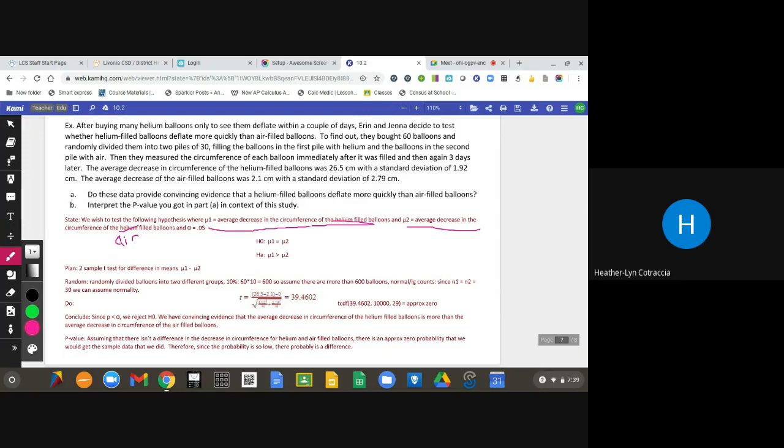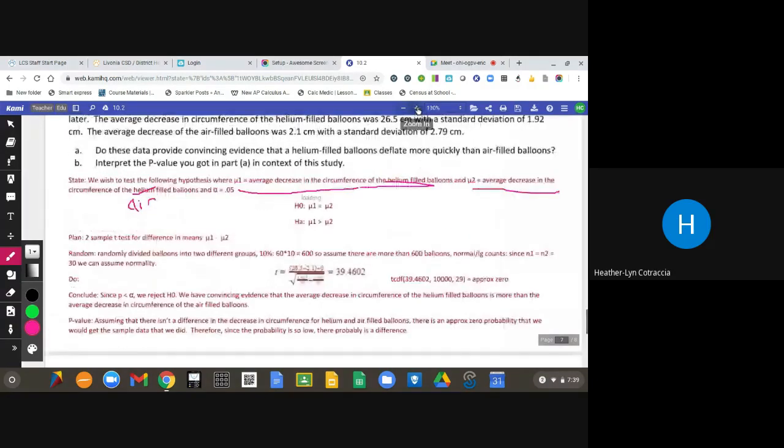Part plan, first thing you need to do is name your test. So we have a 2-sample t-test for the difference in the means. Randomly divided the balloons into 2 different groups. 10% condition, assume that there's at least 600 balloons, and I got that by taking my sample size of 60 and multiplying that by 10. And then normal large counts, both the samples are at least 30, so you can assume normality. We do not need to graph in this situation.